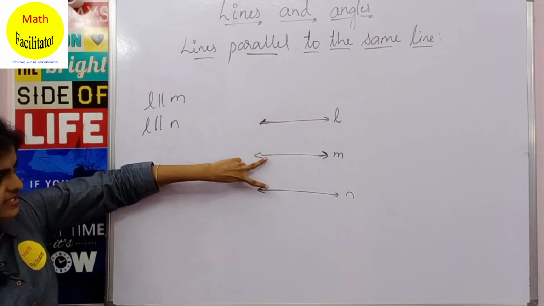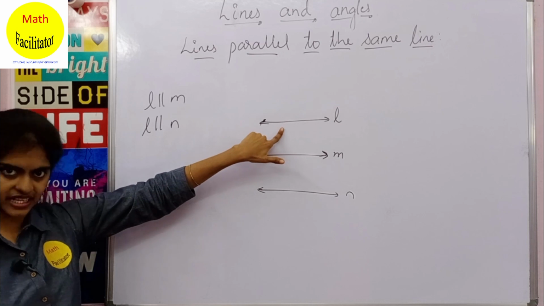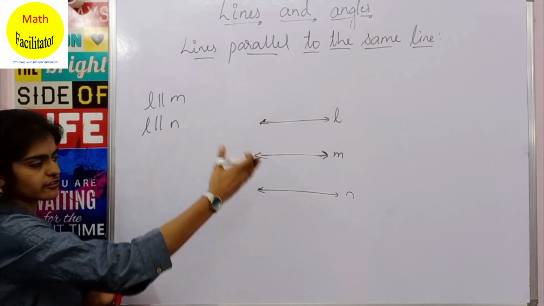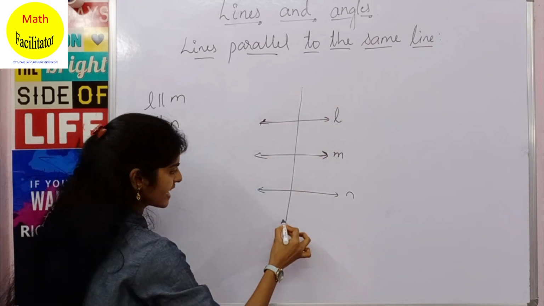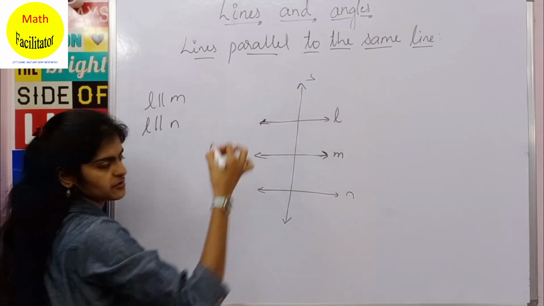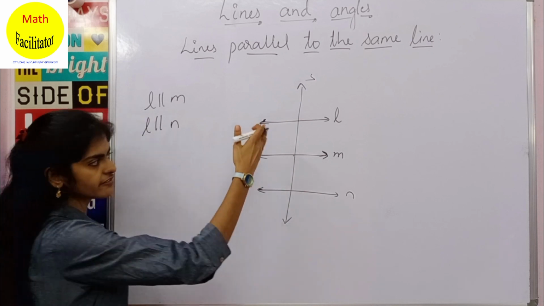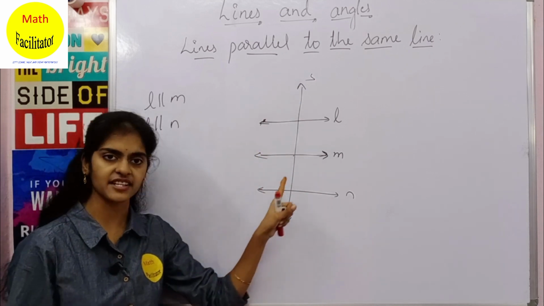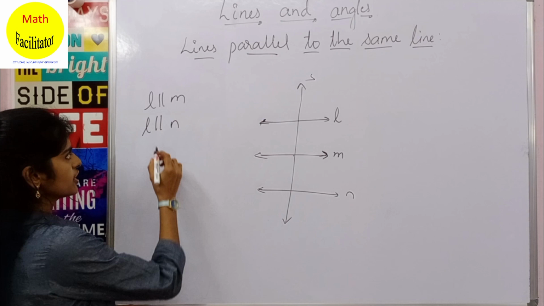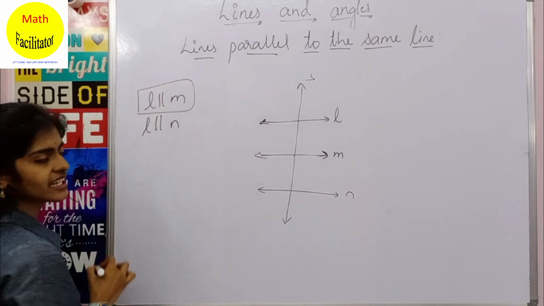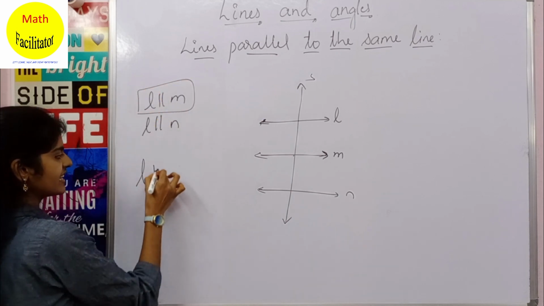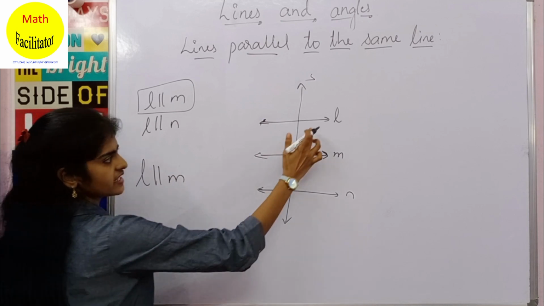That means these two lines are parallel to the same line. Clear? So now let us try to find a condition. Suppose you take this transversal S, because it is meeting L, M and N at different points, so you can say S is a transversal. Now you said that L is parallel to M, we have seen. So when L is parallel to M, these two lines are parallel.